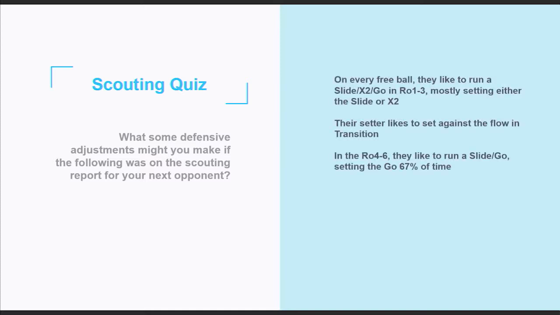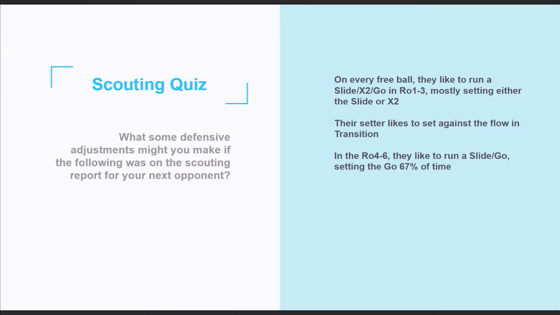Point number 1, on every free ball, they like to run the slide X2 go combination in rotations 1 through 3, mostly setting the slide or the X2 and rarely setting the go. In transition, their setter really likes to set against the flow. In rotations 4 through 6, when their setter's in the front row, they like to run the slide go, but mostly, as you see, 67% of the time, like to set the go. What are some options that you might think our defense can make in game planning against a team that runs an offense like this?